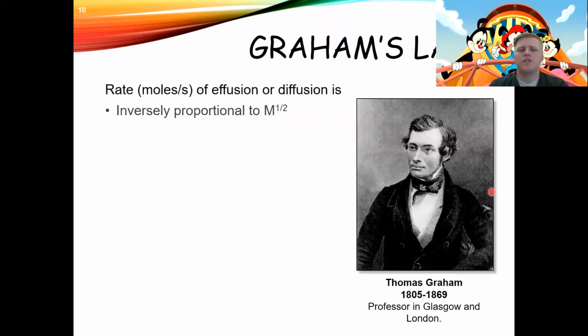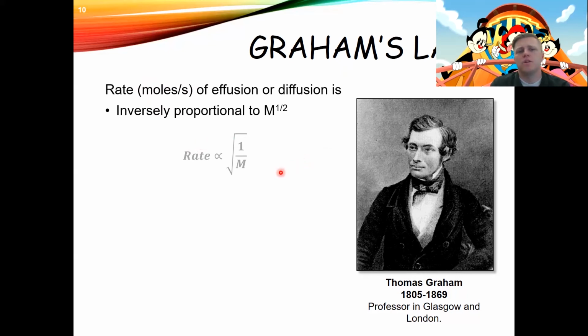So this was first noticed by Thomas Graham back in the early 1800s. And Graham came up with this idea that the rate of effusion or the rate of diffusion is proportional to 1 over the square root of our mass. And our rate here is defined as moles per second. So the moles per second that are effusing or diffusing, etc.